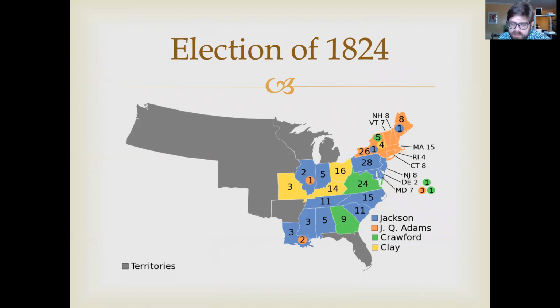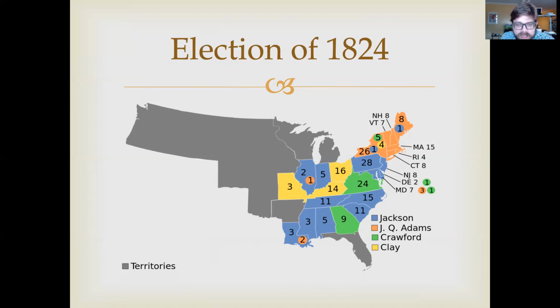And this is how the votes break down, confusingly. Jackson takes the states in blue here, right? Most of the South and a little bit of the Mid-Atlantic and Midwest. John Quincy Adams essentially takes New England and most of New York. William Crawford takes a couple states, but important ones, Virginia and Georgia. And Henry Clay takes 3 states in the Midwest and Upper South, where he's from.